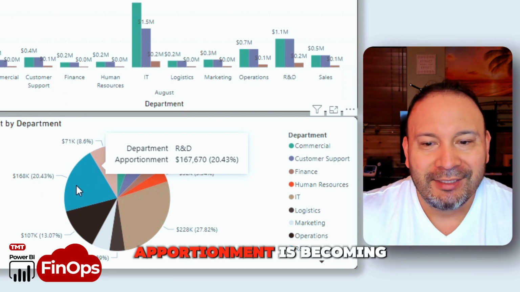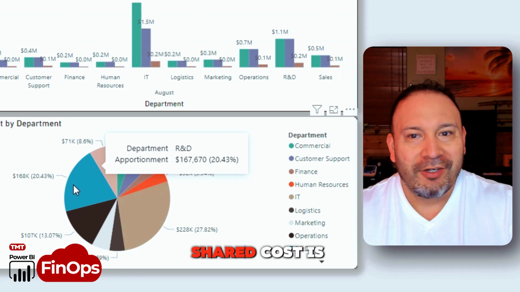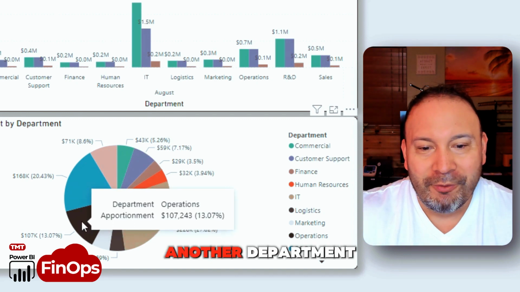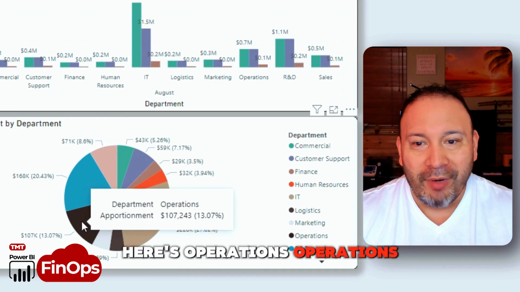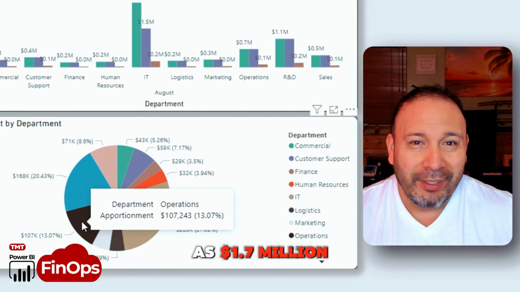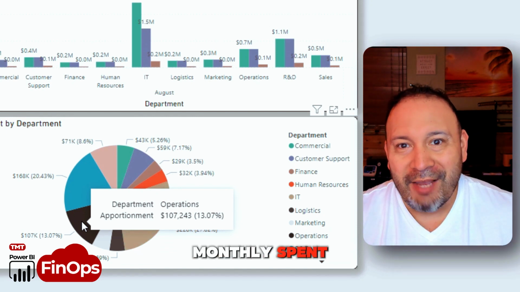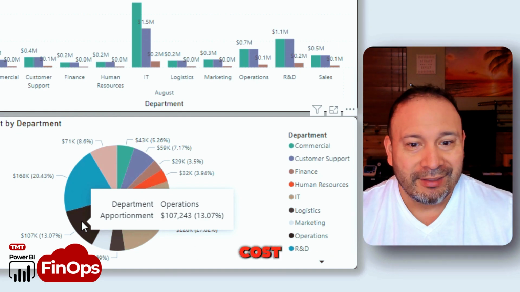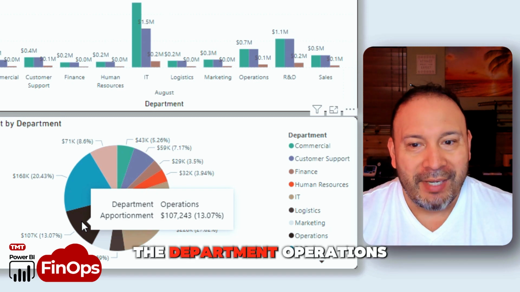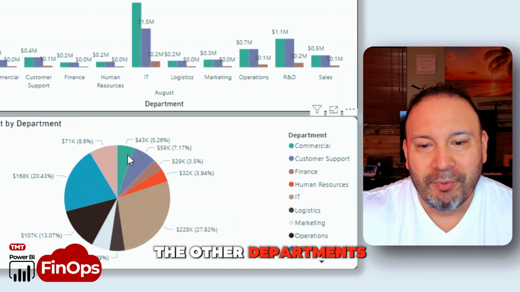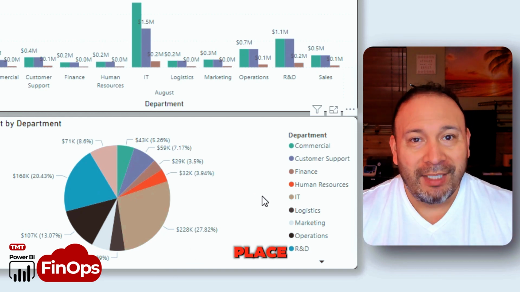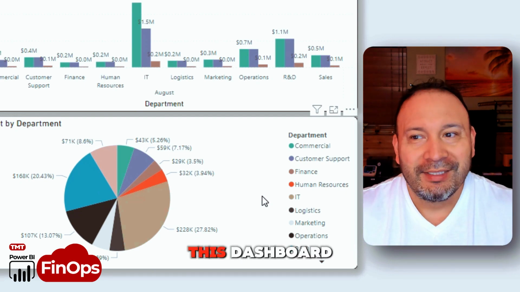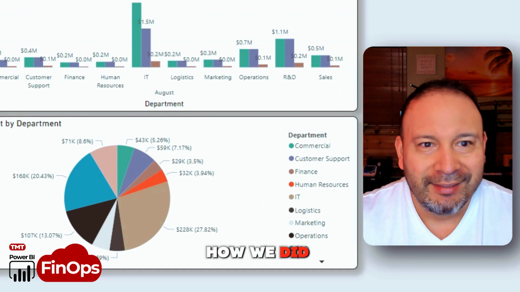So now the apportionment is becoming 20% of that shared cost is now being assigned to R&D. And if we look at another department, here's operations. Operations, if we look at the upper part, has a $0.7 million monthly spend for that month of August. So that gives about 13% of the shared costs will be applied to the department operations. And then all the other departments are broken down. So now this is what takes place automatically by looking at the monthly spend, because we put together this dashboard. And I'm going to show you actually how we did it in here.